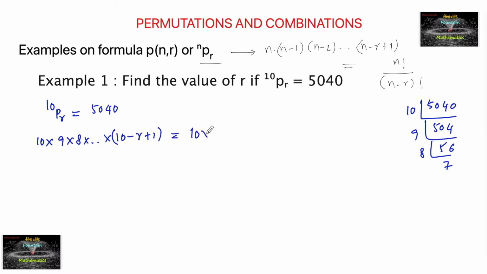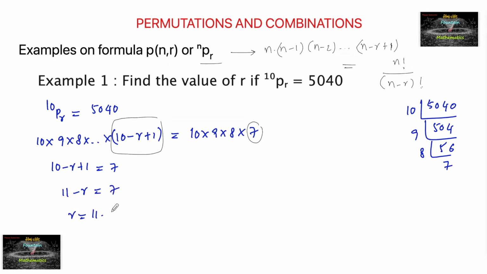We can write 10 into 9 into 8 into 7. So when comparing on both, here the last number, that means the lowest number, that is 10 minus r plus 1, equating both, 10 minus r plus 1 is equal to 7, that is 11 minus r is equal to 7, or r is equal to 11 minus 7. So r is equal to 11 minus 7, that is 4. So the value of r is 4.